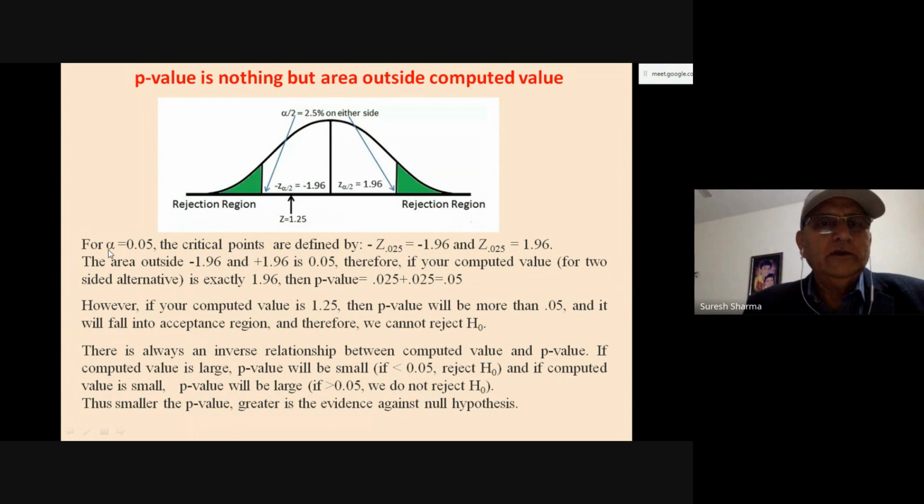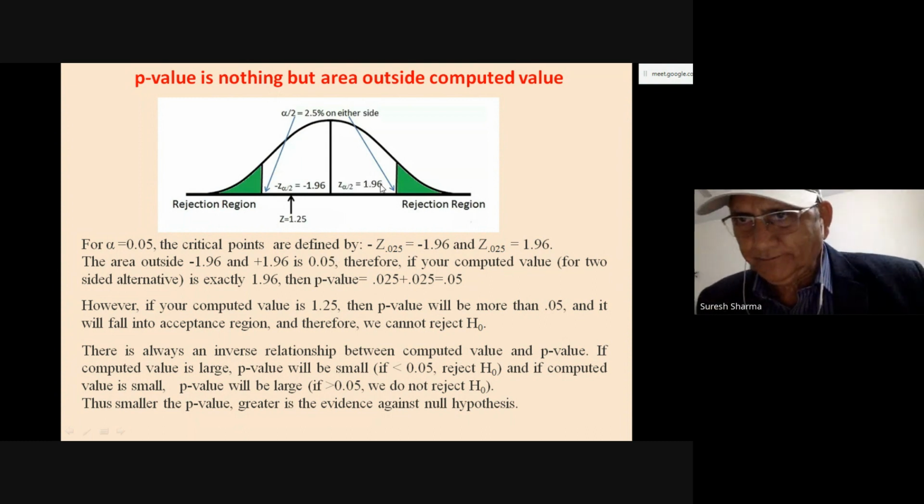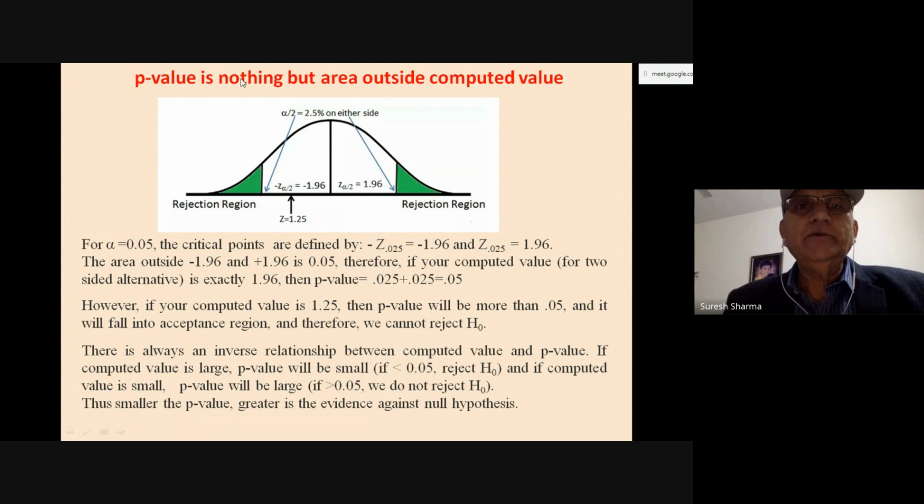Let's take one example. For alpha equal to 0.05, the critical points are minus 1.96 and 1.96. Suppose your exact value is coming out to be 1.96, then look at the definition. P-value is nothing but the area outside the computed value. So the area outside 1.96 and the area outside minus 1.96: this area is 2.5%, this area is 2.5%. Add the two, 5%. So your p-value will be exactly 0.05.